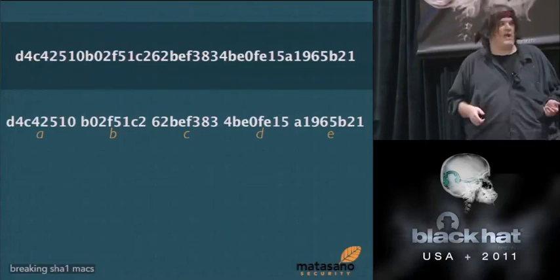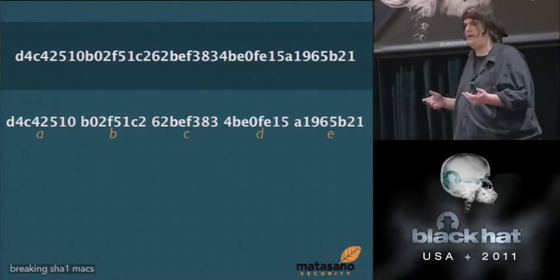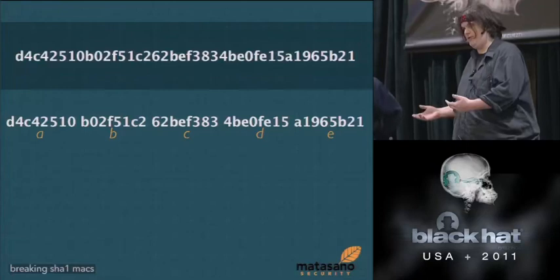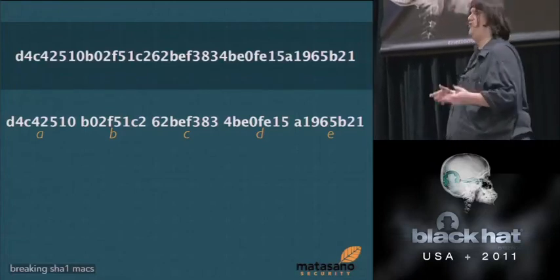When you look at a SHA-1 hash, you're accustomed to looking at a big, long, random hex string, right? That's what SHA-1 hashes look like, right? In reality, SHA-1 hashes are not long hex strings. What they really are is a sequence of 5 32-bit integers. SHA-1 calls them registers, right?